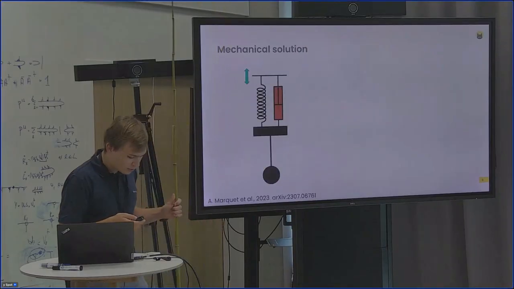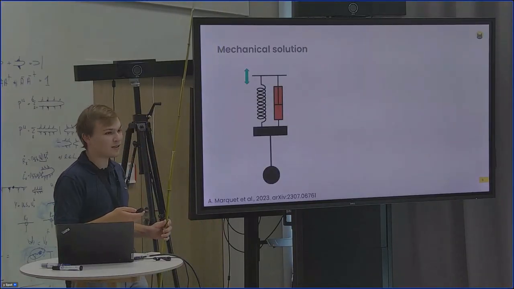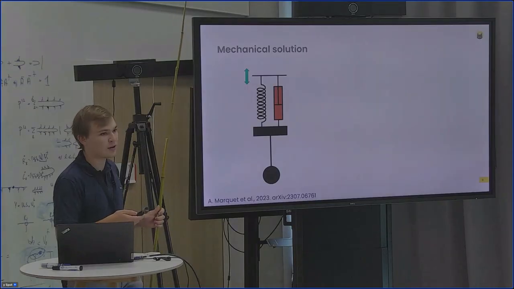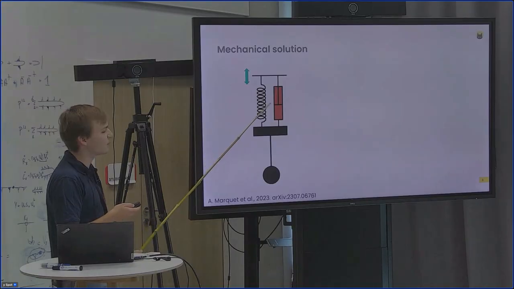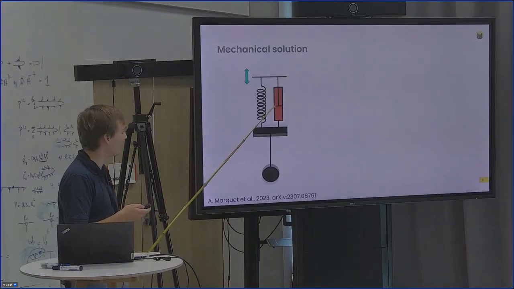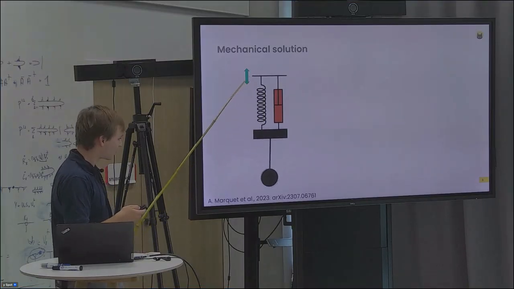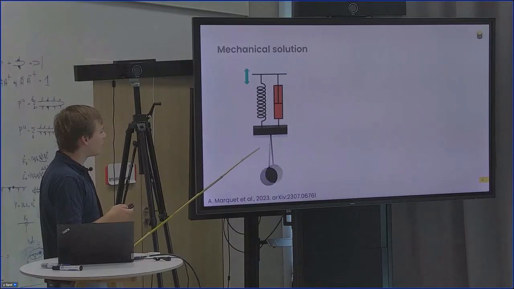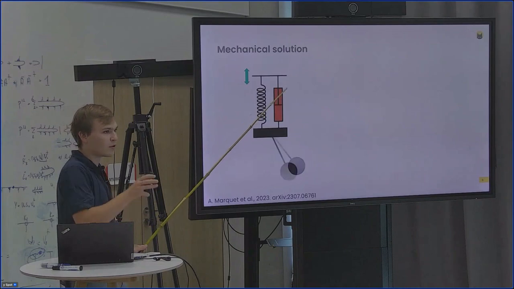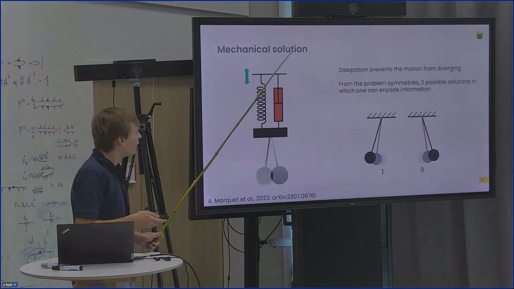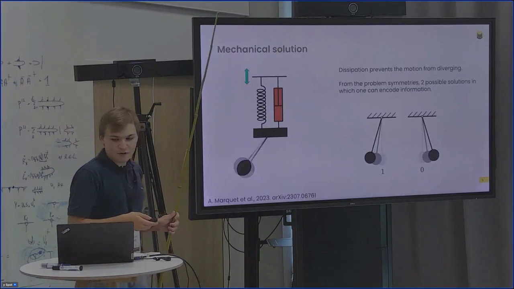There is a way to do that with a mechanical oscillator, using dissipation as a stabilization process. If you take a mechanical oscillator with a spring, a damping parameter and a damping system here, and you excite the top, then your pendulum will start getting excited, and thanks to the damping, the excitation will remain contained. So dissipation prevents the motion from diverging.